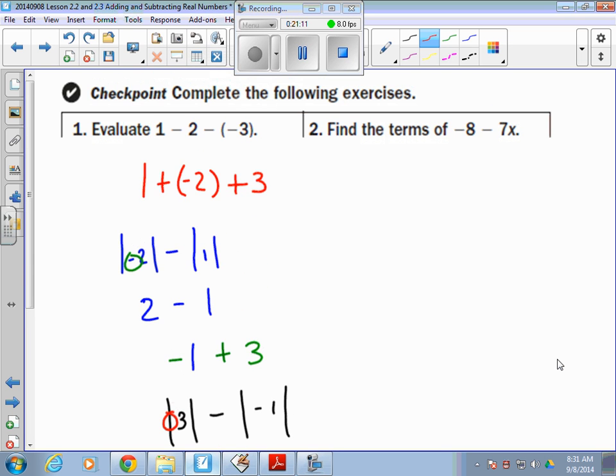The other one says find the terms, negative 8 minus 7x. Negative 8, make it say plus negative 7x. Now you have things that are adding to each other. One term is negative 8. The other one is negative 7x.